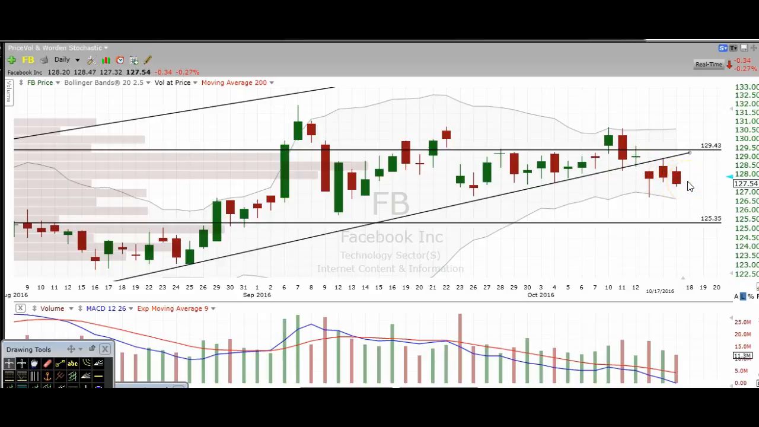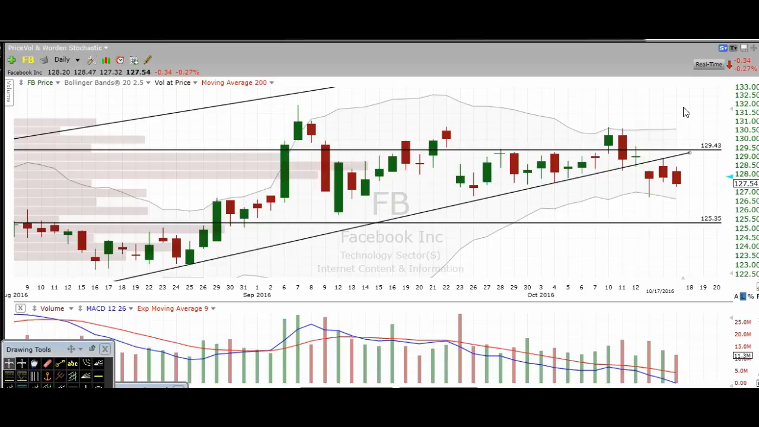So more than likely, like we've been mentioning, we're going to be coming down and testing at least 125 here in the short term. This level up here, about 129.40 or so, is going to be that resistance that you want to look for on Facebook.